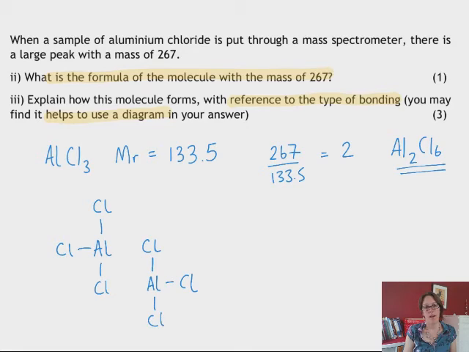And so if we line up our aluminium chloride molecules, we can see that the chlorine on the left can donate a pair of electrons to the aluminium on the right and vice versa. So we have two dative covalent bonds formed between the aluminium trichloride molecules. And that is what we would say when it says reference to the type of bonding.